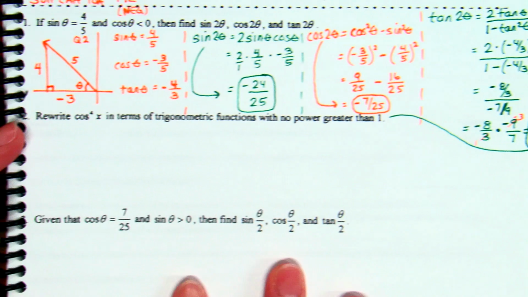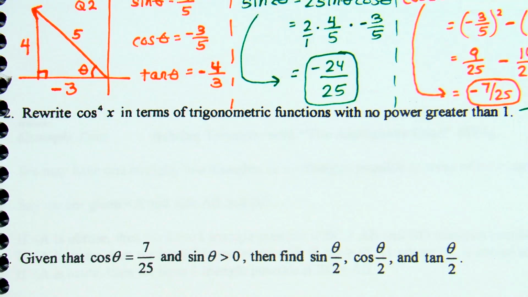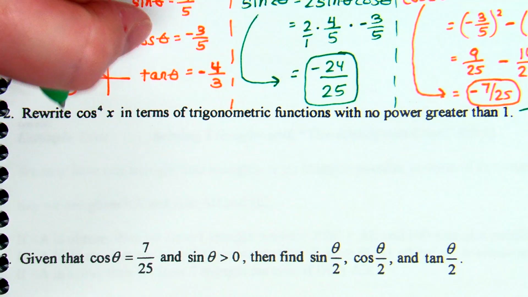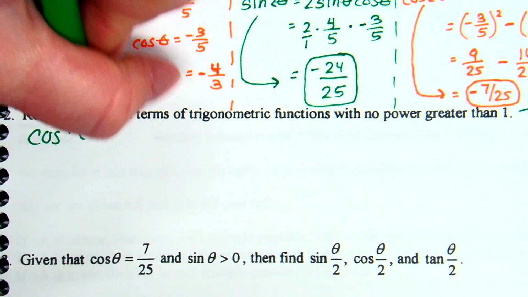They have equal work, whether we say cosine squared squared or cosine squared times cosine squared. But I think you guys are going to see it better and what has to be done if I write cosine squared times cosine squared. Does that make sense? Okay, so cosine to the 4th x.